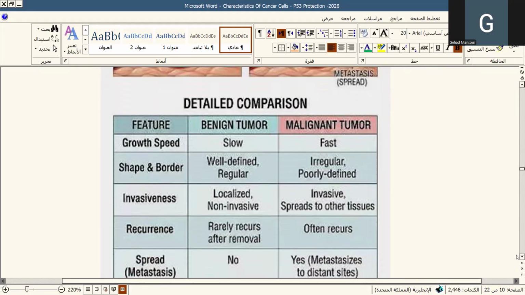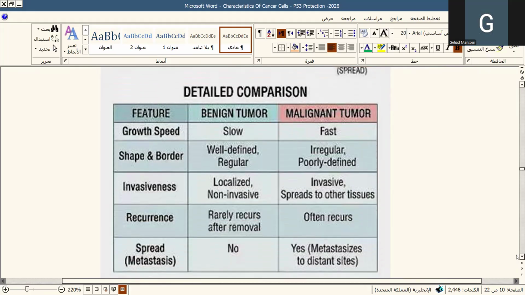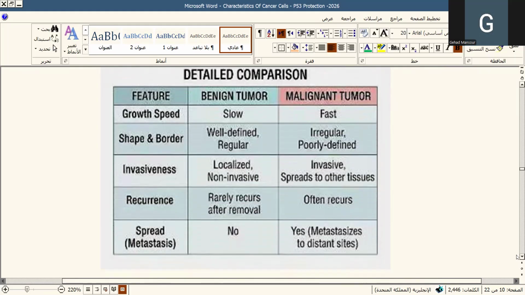So this table is very useful to show you the very important or striking differences between the benign tumors and the malignant tumors. The benign tumors are made of normal cells that are not mutated, so their growth speed is slow, whereas the growth speed in malignant tumors is very fast.